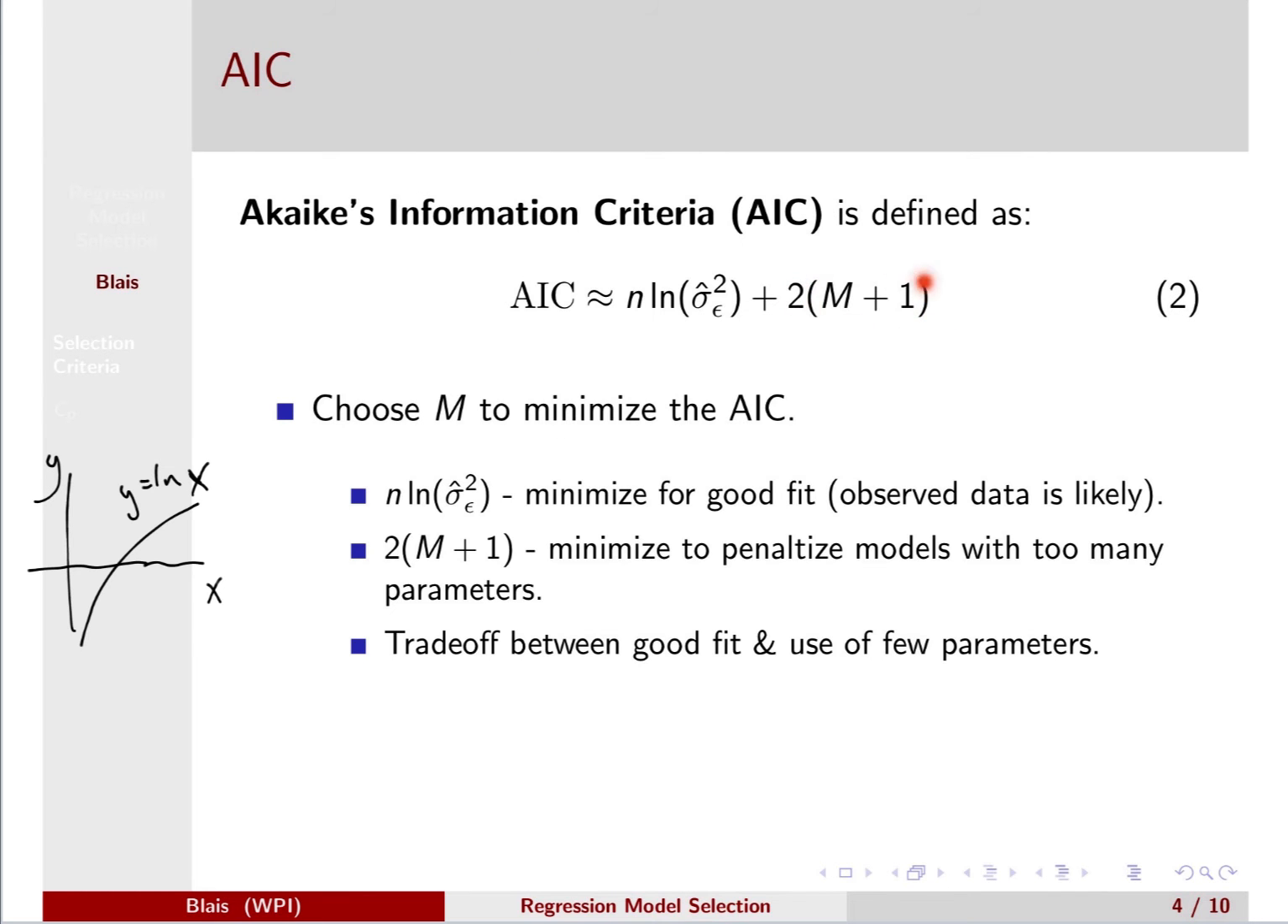And so we want to push this term down. And this builds that trade-off into trying to minimize the AIC overall. A larger M will help this term get smaller, but it will increase this term. Conversely, a smaller M increases this term, but decreases this term. So we are balancing that goodness of fit versus smaller number of parameters here by balancing these two terms.